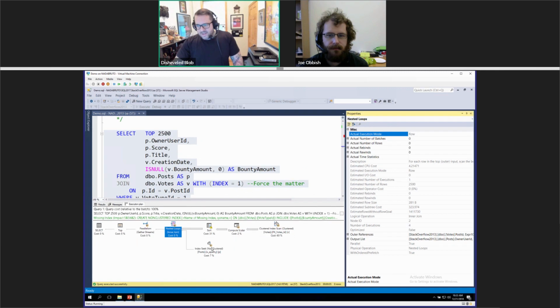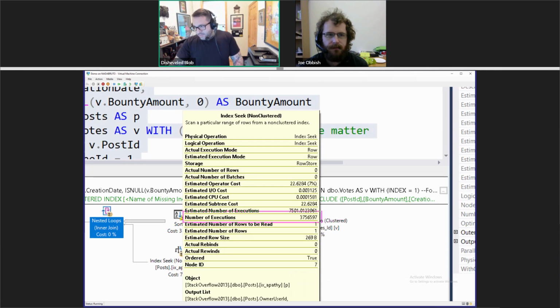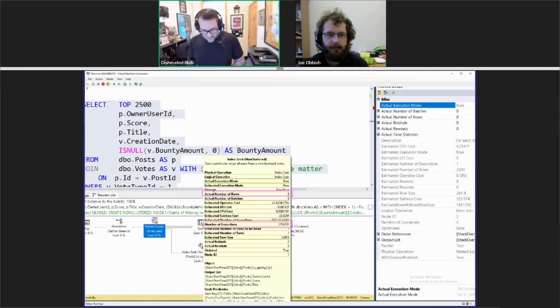If we look at this index seek over here, we can see the number of executions, all 3.7 million that came out of there. Number of rows: zip, 0, zilch, none, nada. You could write a Disney song about this query.